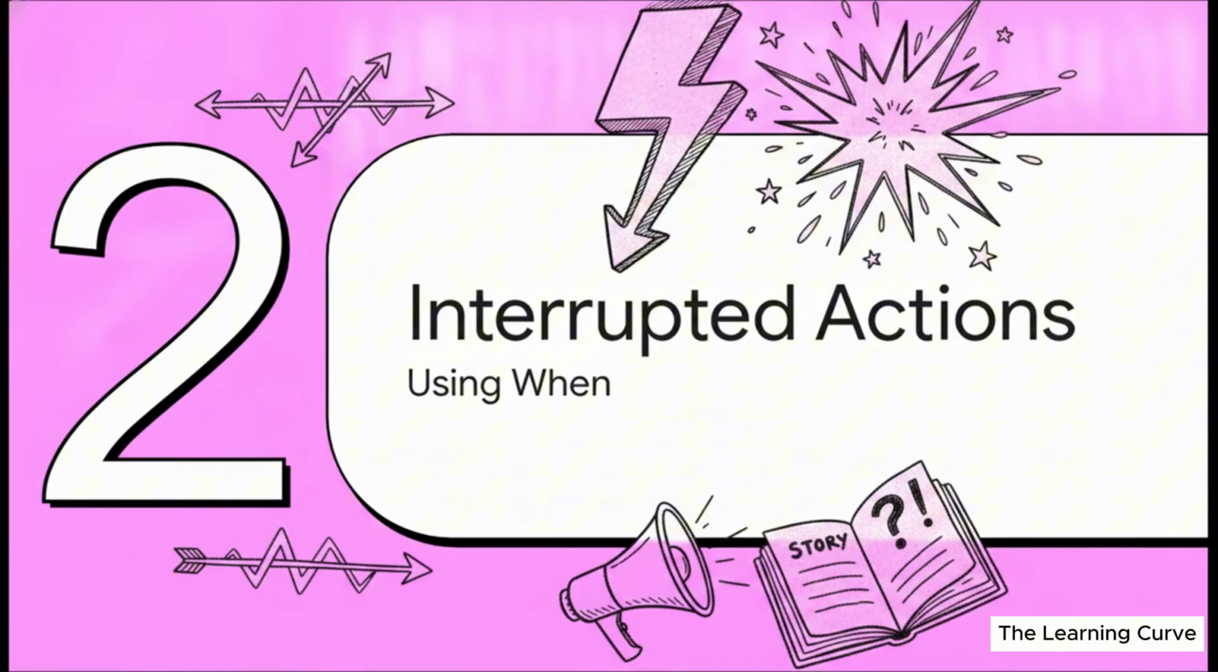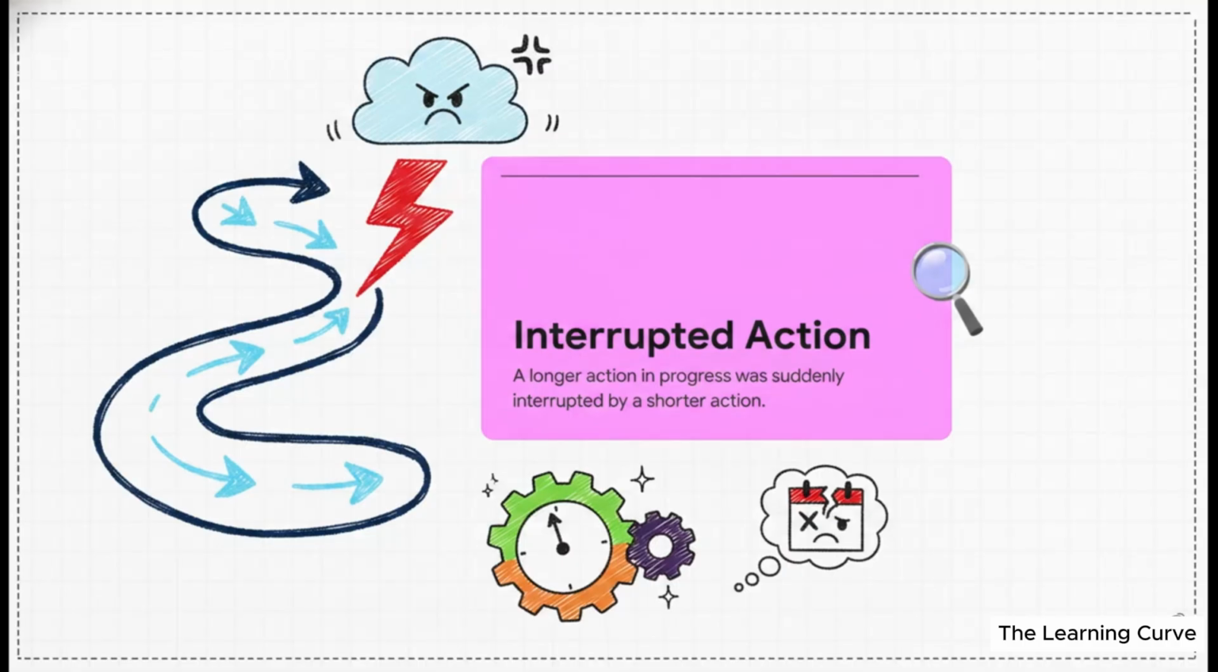All right, moving on to section 2, and this is a big one, interrupted actions using when. Now that we've got the questions down, let's get to the absolute climax of our storytelling toolkit. This right here is where the magic happens. If you want to know how to create tension, surprise, and drama in your everyday conversations, this is exactly how you do it. An interrupted action is actually the single most common way native English speakers use the past continuous tense.